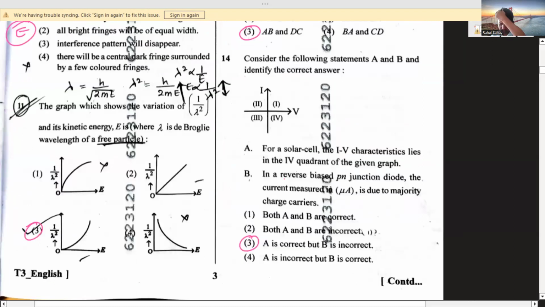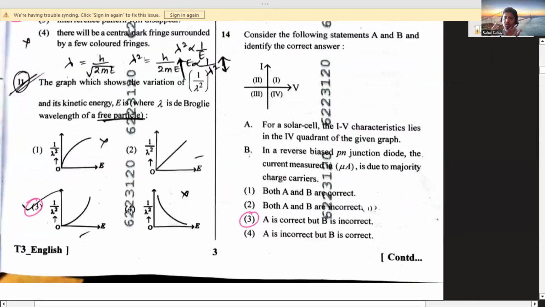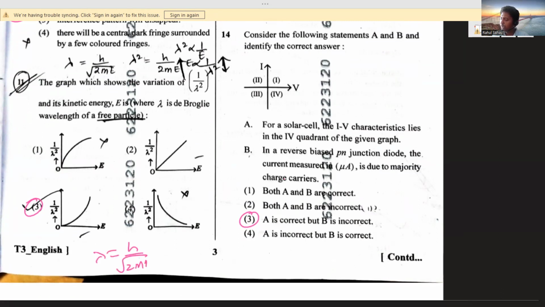The graph, formula based, from the formula with the graph. So lambda is equal to what? h by root 2mK. Lambda square is equal to h square by 2mK. So K is proportional to 1 by lambda square. Kinetic energy is inversely proportional to lambda square, that is, proportional to 1 by lambda square, right? So the graph will be a straight line. So option 2.